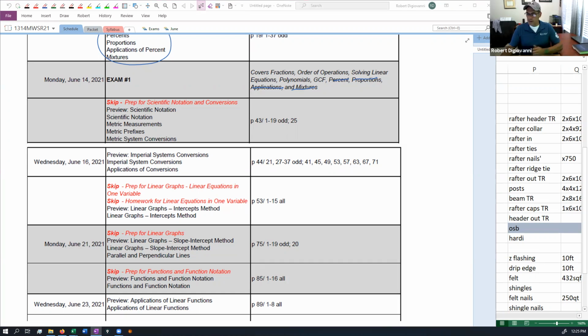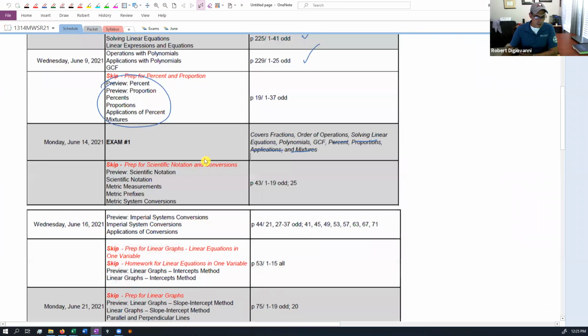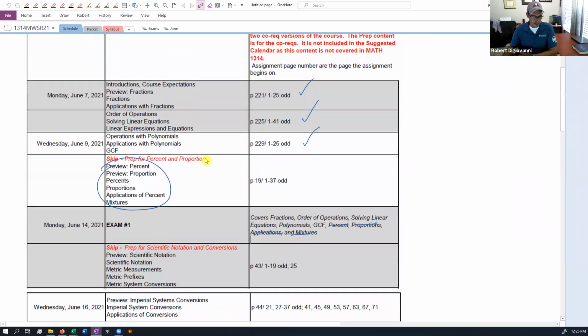Okay, everyone. All right, so I was looking at our calendar and we just finished this section here on percent, proportion, percents, applications, and mixtures. So we're done with this. You should attempt all this homework. Everything else that we had done here, that was what you were tested on.